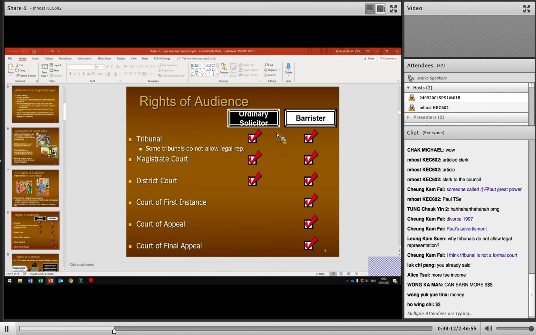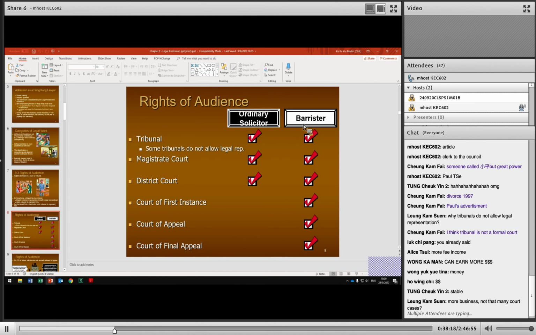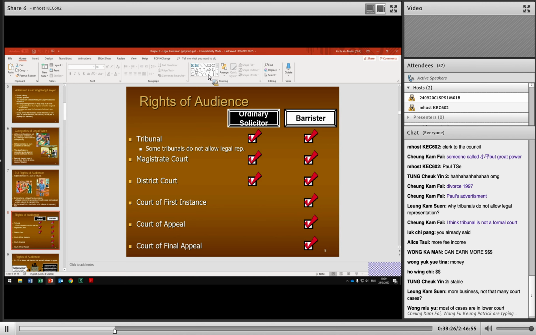Of course, there may be give and take. So don't think that's one-sided. If it's one-sided, if lawyers can only do litigation, if barristers have unlimited rights of audience, then no one will want to be a solicitor. The reason is that solicitors have a lot of privilege. For example, conveyancing, succession, probate, so many kinds of work can only be done by solicitors.